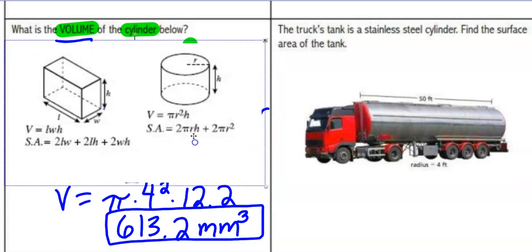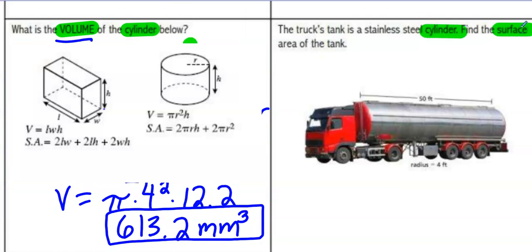All right. So this says the truck's tank is a stainless steel cylinder. So again, we're going to be looking at that shape of a cylinder, and we're going to find, this time, the surface area of the tank. So maybe we're painting it or something like that. So we're trying to figure out just the surface of the tank of the truck.